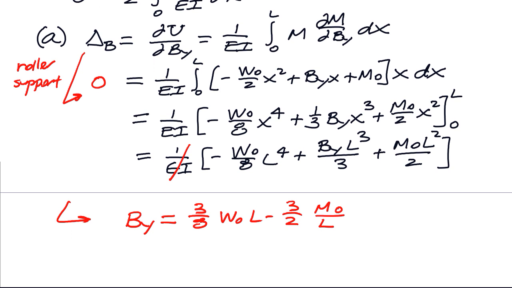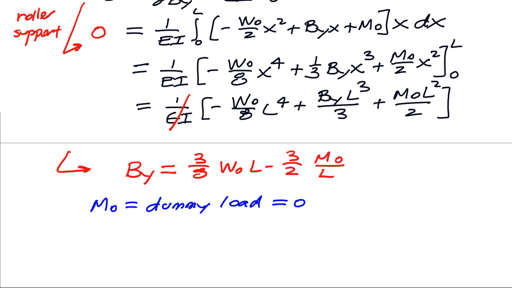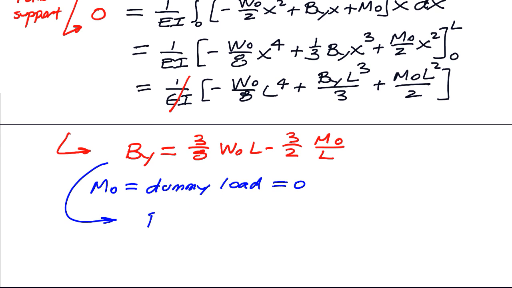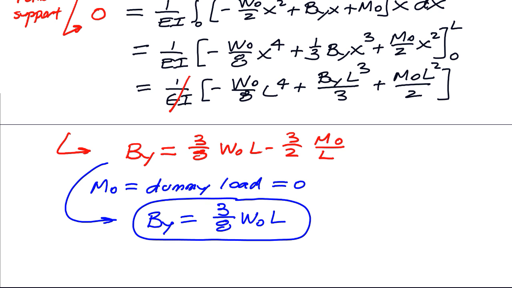For part A, we know that M naught is a dummy load. We don't really need it for this part. So in this case, we set M naught equal to 0. So therefore, we get that By, the reaction force at B, is simply going to be 3/8 W naught L. So that's our reaction. The support on the right side carries 3/8 of the total load acting on the beam.